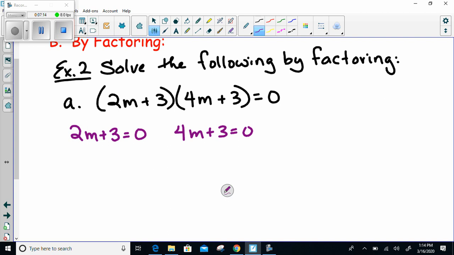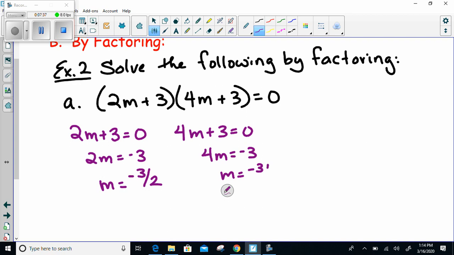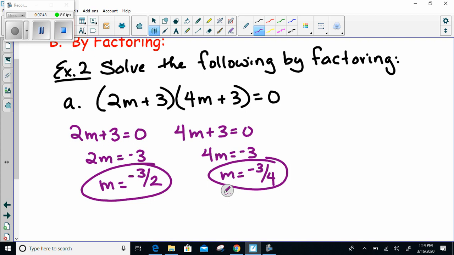So for the first one, of course, we would subtract 3. And then we'll divide both sides by 2. And we get m is equal to negative 3 over 2. For the second one, there again, subtract 3 and divide by 4. And we have m is equal to negative 3/4, and thereby giving us our two solutions for this quadratic equation.